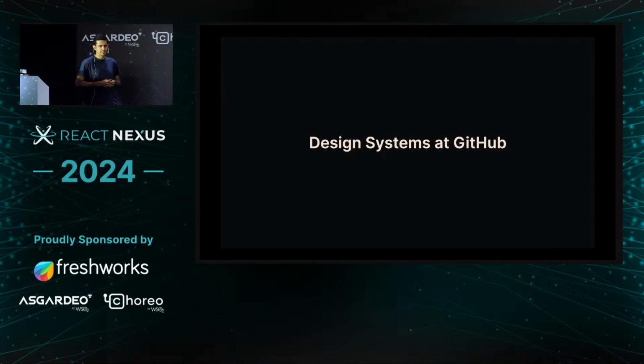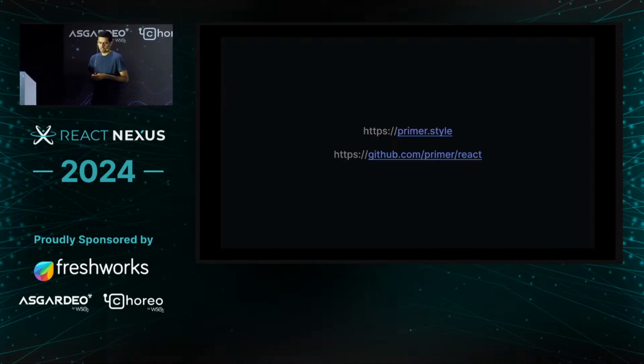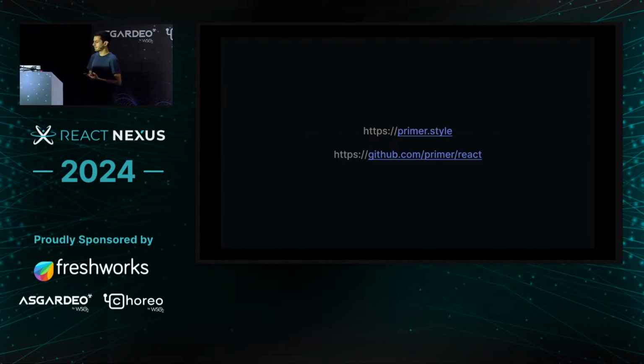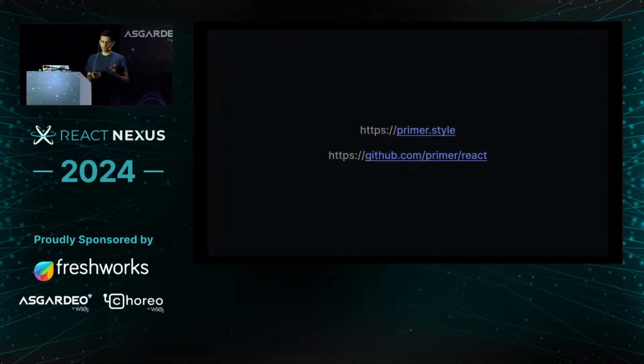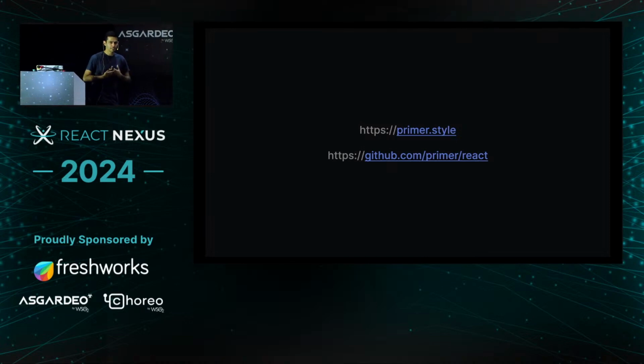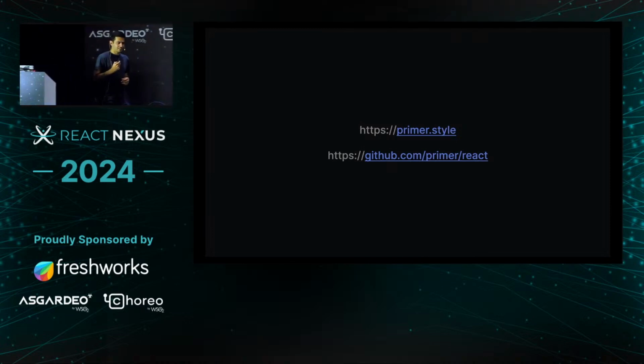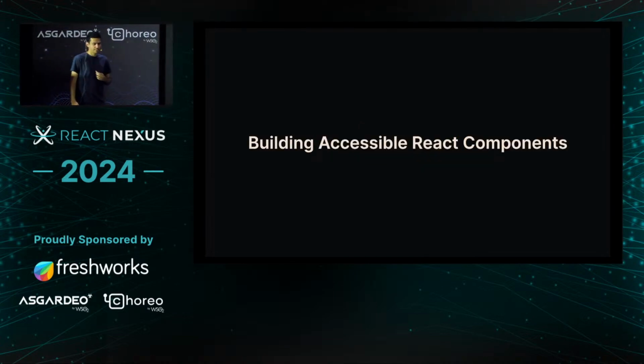I work on the design systems team at GitHub, and I mostly work on maintaining a library called Primer React. Most of my code is in a public repository, so if you want, you can steal stuff, you can fix my bugs, I appreciate it. And I want to talk about building accessible React components.